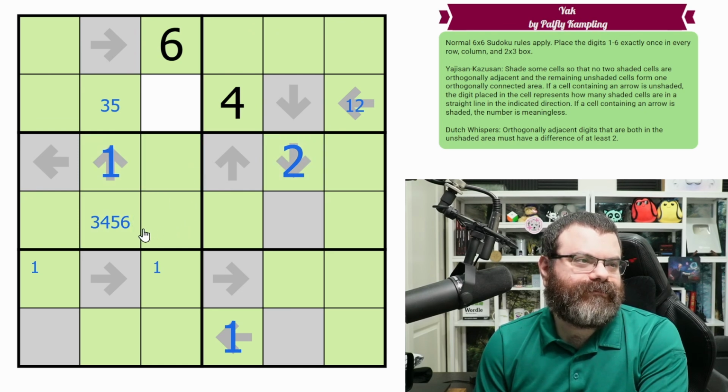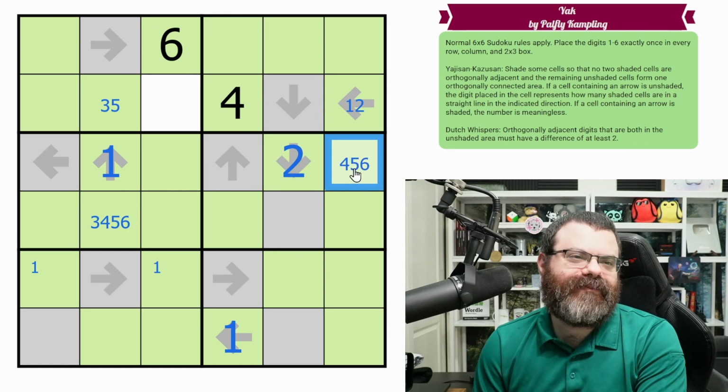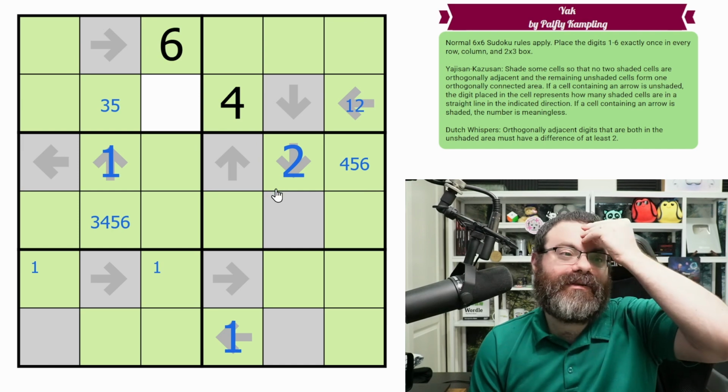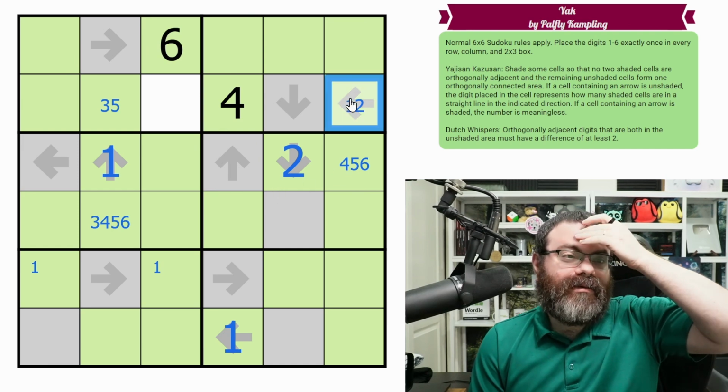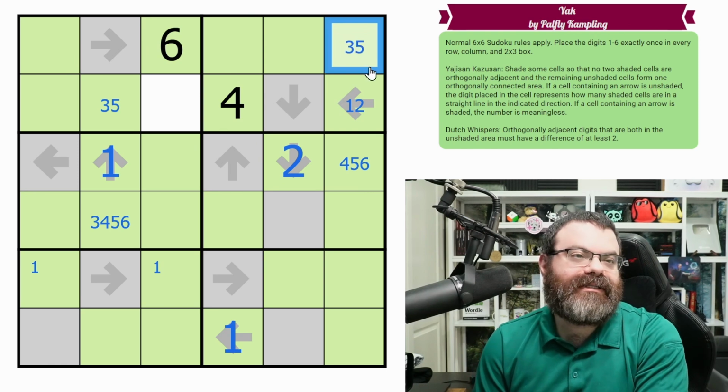Do we care about any of that? Not really. This 2, so this cell here can't be 1, 2, or 3. It has to be 4, 5, 6. We're just doing Dutch whispers here. Unfortunately, Dutch whispers are not as powerful as German whispers. But this 1, 2 tells us this can't be 1, 2. This has to be at least 3. It's not 4 or 6.